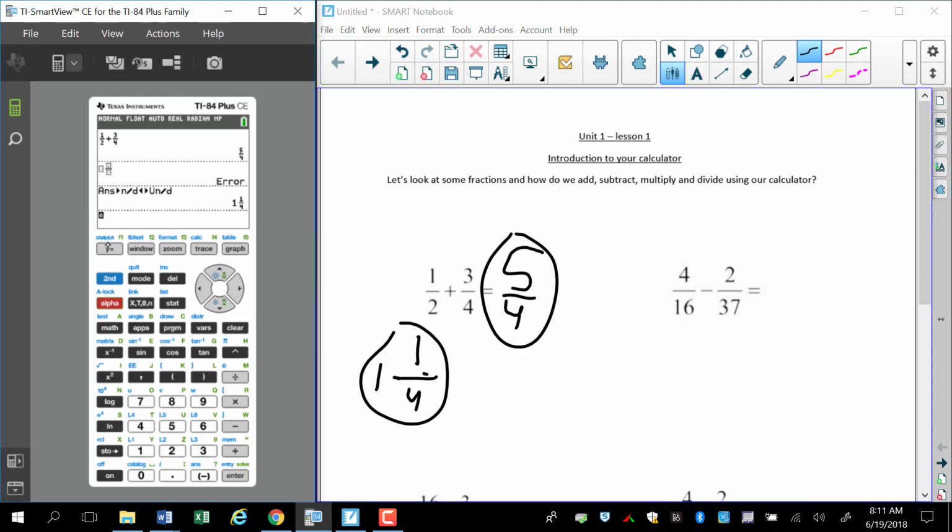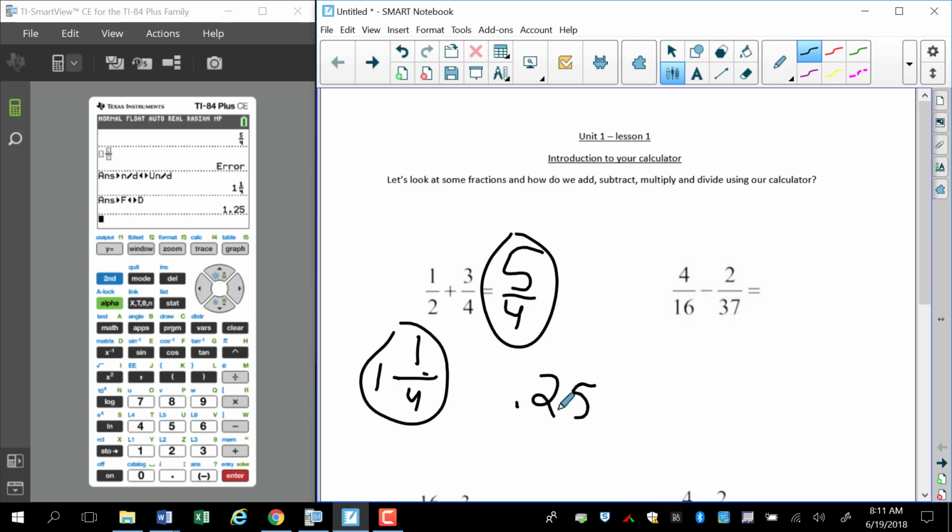If you'd like to change a fraction to a decimal and back and forth, you can choose option 4. So if you take a look at this, it should give us 1.25. So it's a nice feature to have, being able to do anything here with the calculator and put it into improper fraction, mixed number, or decimal. So let's try this next one, the 4/16 minus 2/37. Hit pause, try it on your own, see what answer you get.